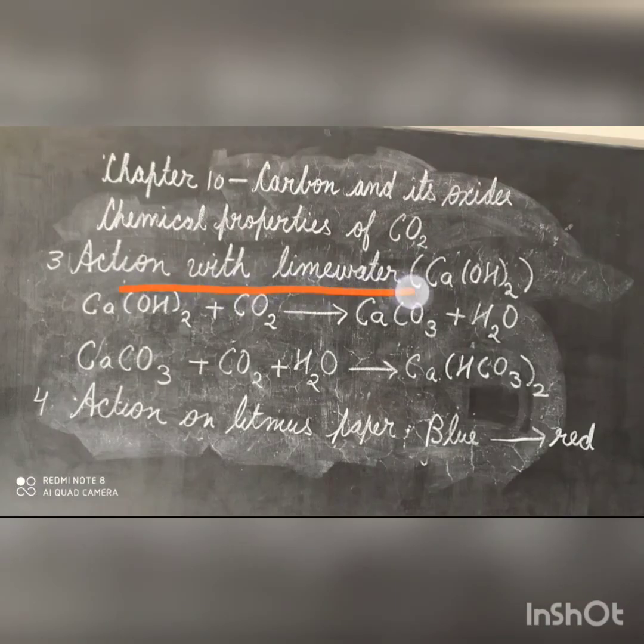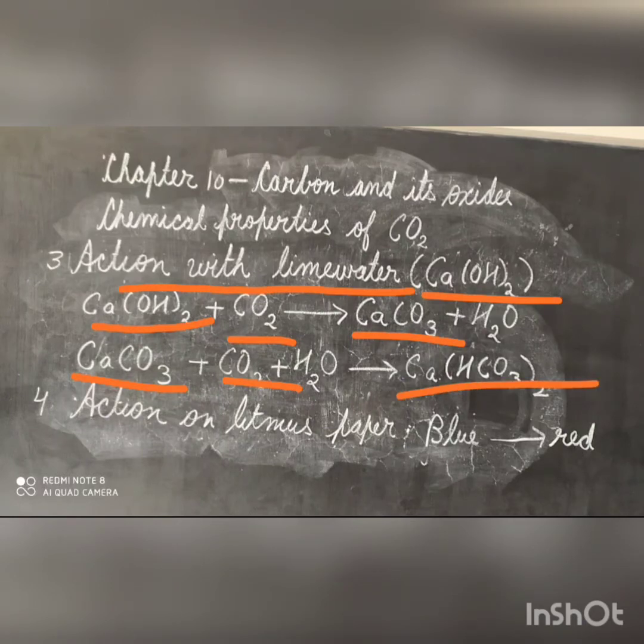Action with lime water, that is calcium hydroxide. Carbon dioxide reacts with the lime water to form insoluble calcium carbonate, due to which the lime water turns milky. When excess of carbon dioxide is passed through the lime water, it reacts with the calcium carbonate formed earlier. Thus, soluble calcium bicarbonate is formed, which dissolves in water, and a clear solution is obtained.